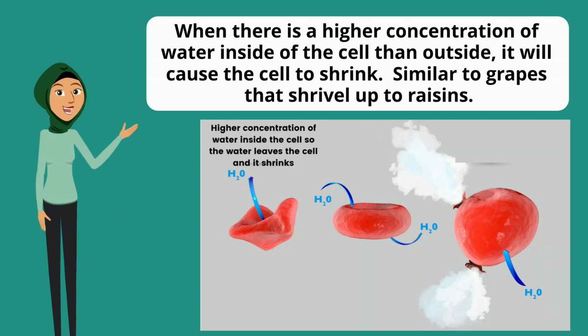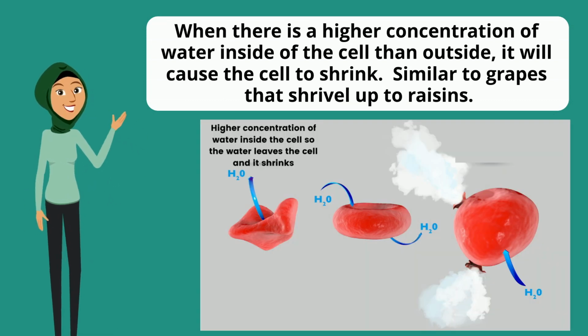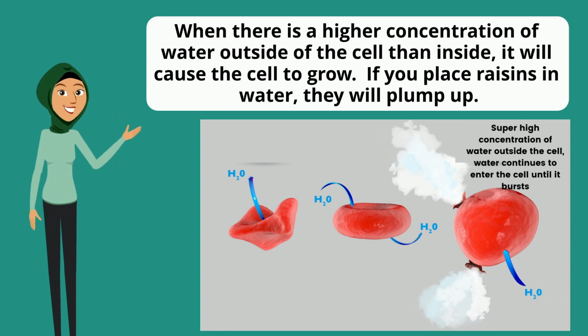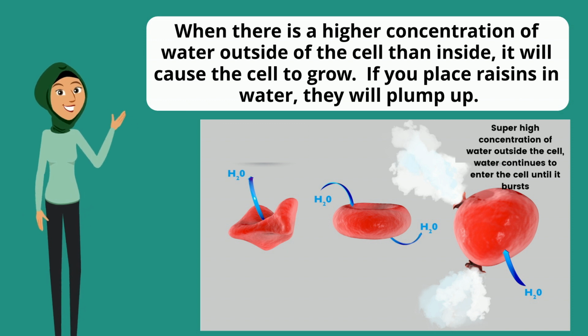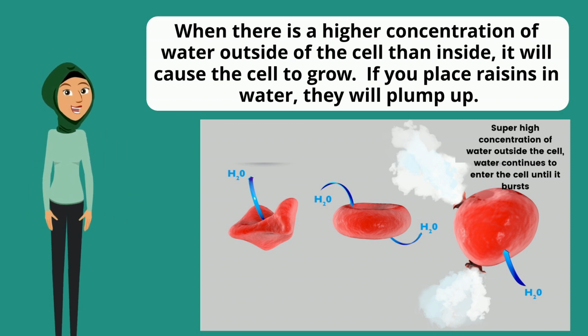When there's a higher concentration of water inside of the cell than outside, it will cause the cell to shrink, similar to grapes that shrivel up to raisins. When there's a higher concentration of water outside of the cell than inside, it will cause the cell to grow. If you place raisins in water, they will plump up.